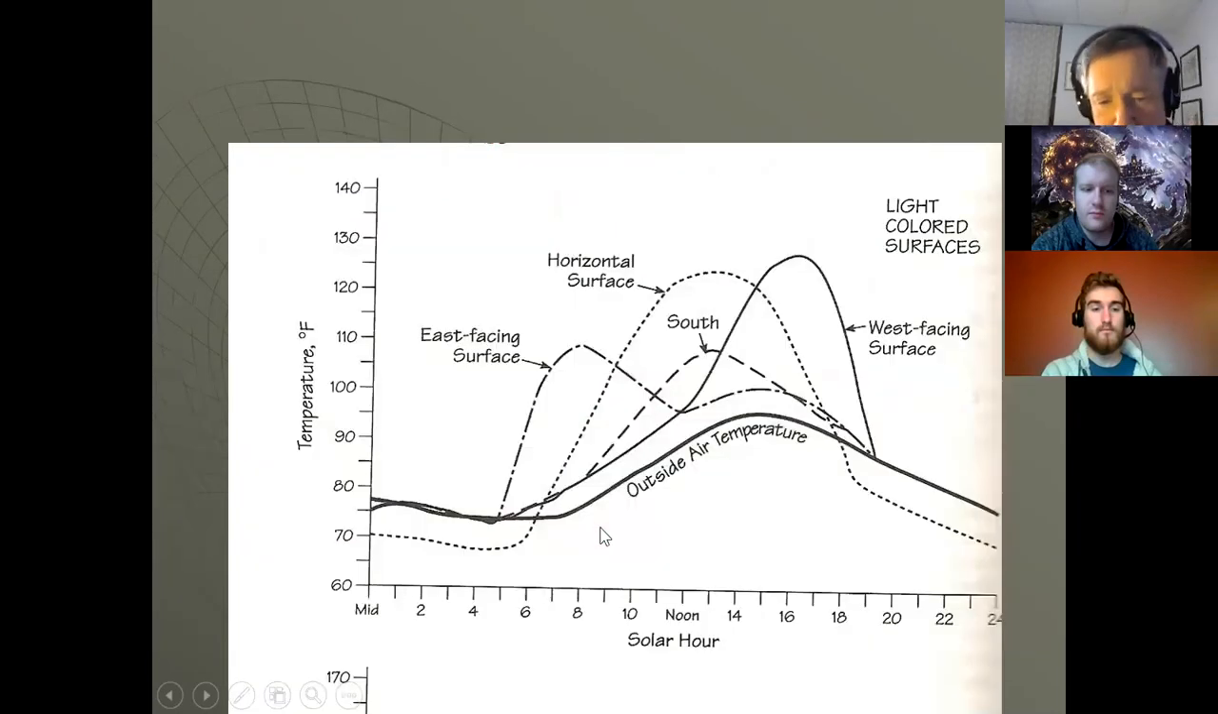Okay, this was looking at the building example, and we spent a good amount of time on this. So here's a horizontal surface, which means the roof. And the peak temperature of the roof is, say, around 2 o'clock, 1400 hours. And that's because even though the solar energy is at a maximum at noon, you can see my mouse over here, the outside temperature, this big fat line, doesn't peak until about 3 o'clock. So the temperature of the roof is a mixture of the outside air temperature and the solar radiation.